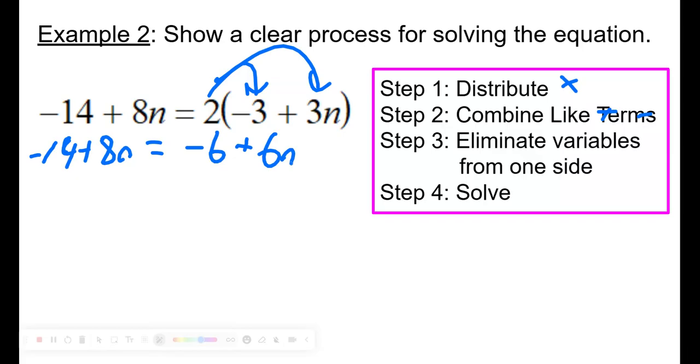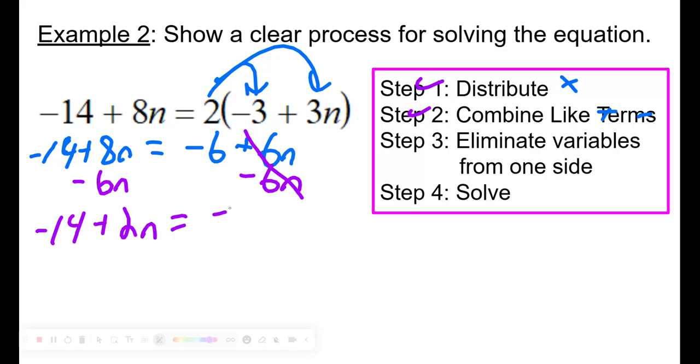Negative 6, 2 times negative 3 is negative 6. 2 times positive 3n is plus 6n. Negative 14 plus 8n equals negative 6 plus 6n. I don't have any like terms, so I'm done with the first two steps. Now I want to eliminate the variable from one side. I'm going to subtract 6n and get rid of that. There's really 4 separate things you could have done that would have been correct here, but this is what I chose to do, was get rid of that 6n. Got another two-step equation here.